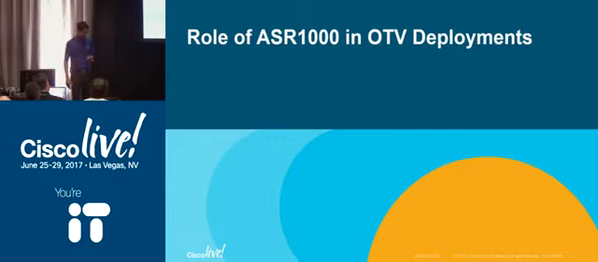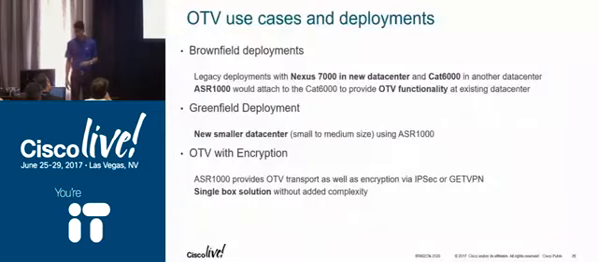Okay. Moving ahead to the role of ASR1000s in OTV deployment. I love this box. I really love this ASR1K, working on the ASR1K. Very easy to debug, very easy to troubleshoot on ASR1K as compared to some of our ISRs. Let's have a look. What are the deployment roles that ASR1K can take in the world of OTV? There are three types of deployments: brownfield deployment, greenfield deployment, and the third one, which is the most important one in this session, OTV with encryption.